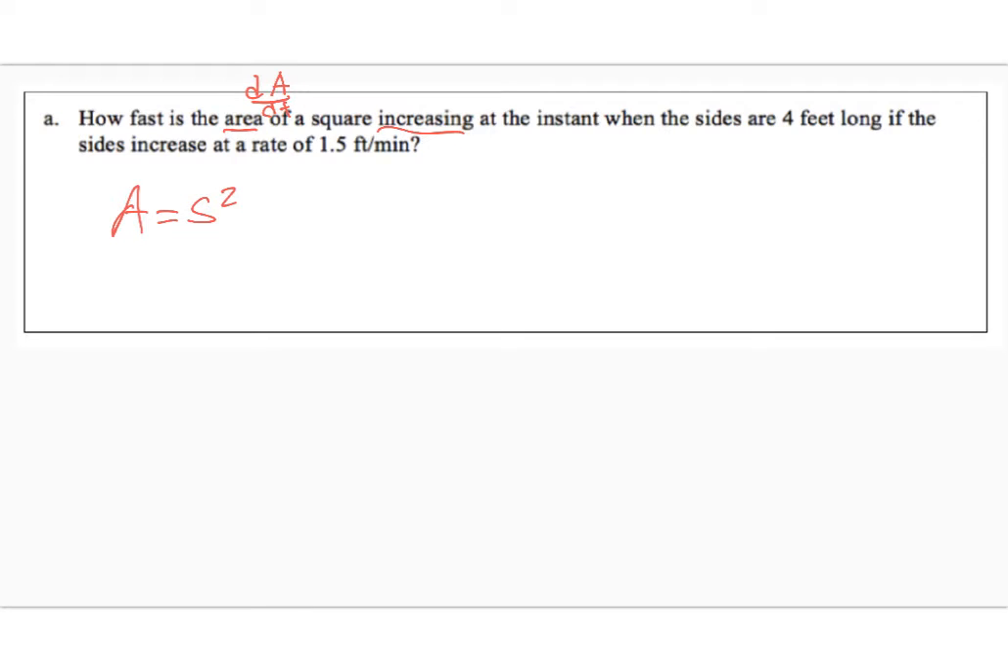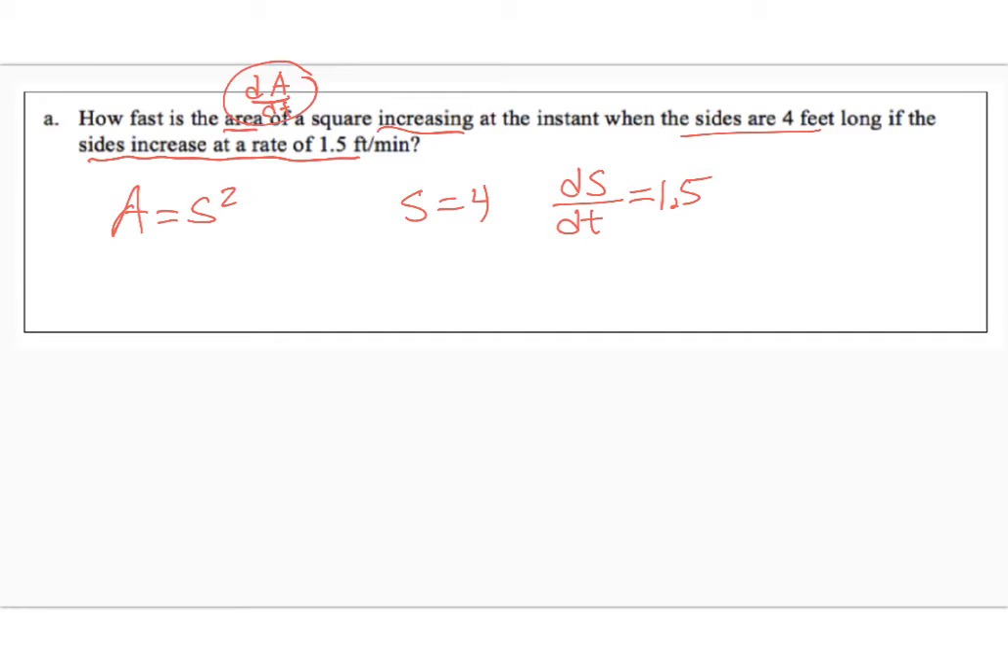At the instant when the sides are 4 feet long. So at some point, we're talking about sides equaling 4 feet. But since they're changing, any of the calculus I do, I need to do before I plug that number in. Because if I take the derivative of something that has s equals 4, we know the derivative of a constant is 0. All right, and the third piece, sides increase at a rate of 1.5 feet per minute. So sides increase, that's the change in side over the change in time, ds dt, is 1.5.